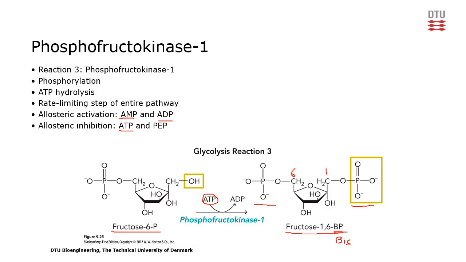On the other hand, if we have a lot of ATP in the cells, well, then we don't need more. So why should we use it? That's why ATP is an inhibitor of this reaction. So is the phosphoenolpyruvate, which is a further downstream product in the second stage of glycolysis. So that's written here.